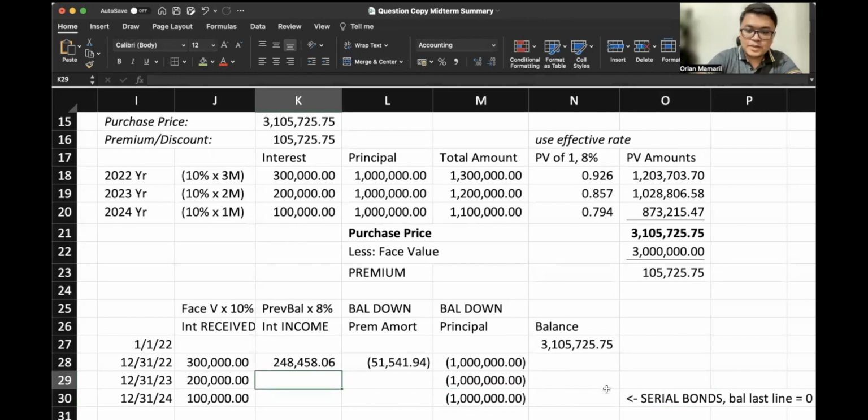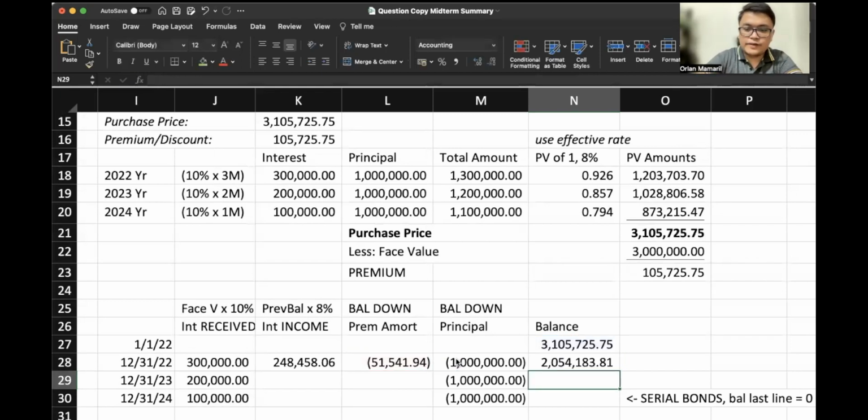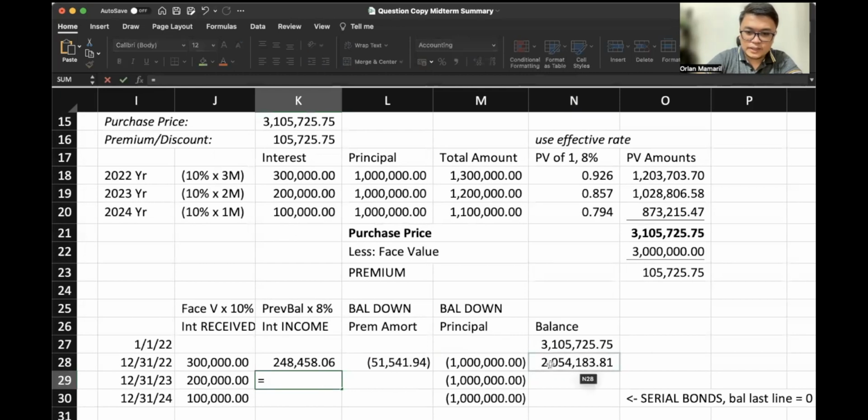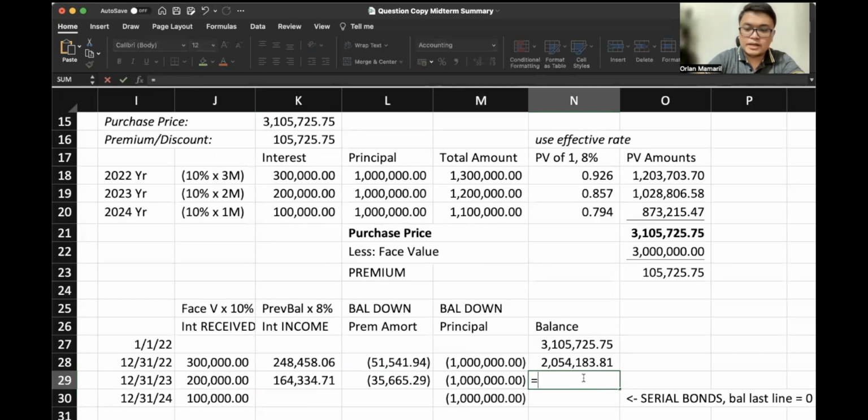Let's see here. So our balance at the end of the year, after considering the premium amortization and the principal, is 2,054,183.81. So the interest income in 2023 is now 164. Wow, that's much smaller, right? The premium amortization is 35. And once again, the balance would be the previous minus the premium amortization minus the principal payment.